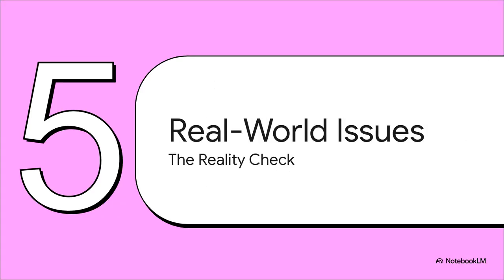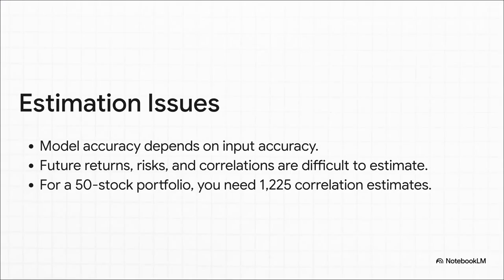Now this is a beautiful, elegant theory. But before we wrap this up, we need a little dose of reality. Trying to use MPT in the real world isn't always so simple. Here's the thing. The model is only as good as the numbers you put into it. It's a classic garbage in, garbage out situation. And as we all know, predicting the future is, well, it's hard. Estimating what returns and correlations are going to be is an art, not just a science. And the complexity just explodes as you add more stocks. For a pretty modest 50-stock portfolio, you need to estimate 1,225 different correlations.